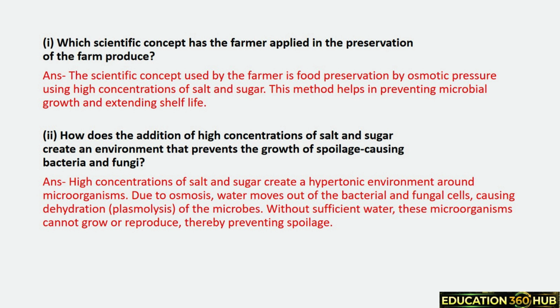Second question. How does the addition of high concentrations of salt and sugar create an environment that prevents the growth of spoilage-causing bacteria and fungi? Answer. High concentrations of salt and sugar create a hypertonic environment around microorganisms. Due to osmosis, water moves out of the bacterial and fungal cells, causing dehydration, plasmolysis of the microbes. Without sufficient water, these microorganisms cannot grow or reproduce, thereby preventing spoilage.